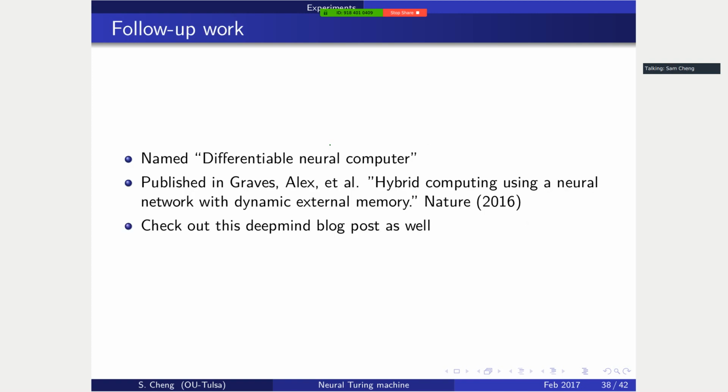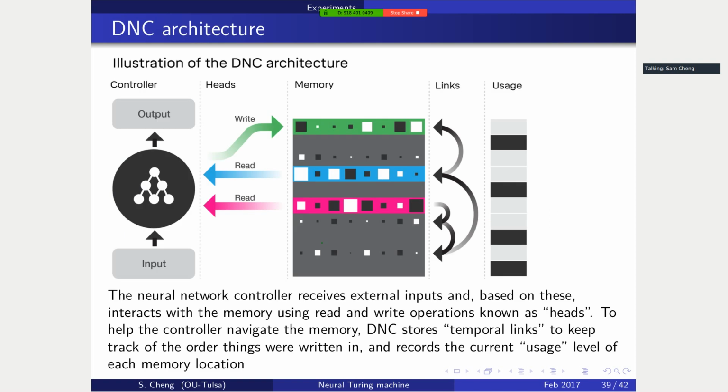So they have a follow-up work actually in Nature, in 2016. They call it the differentiable neural computer. And actually there's a blog post as well on the DeepMind website. And the idea is just an extension. Because in the neural Turing machine model, it only has one addressing mechanism. Basically, it's an attention mechanism.